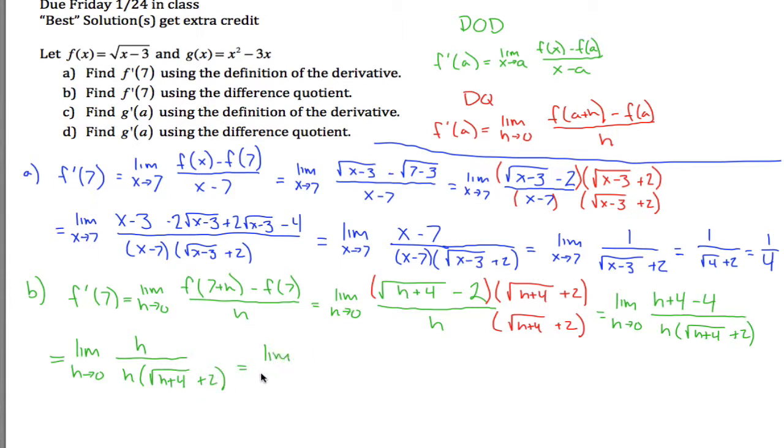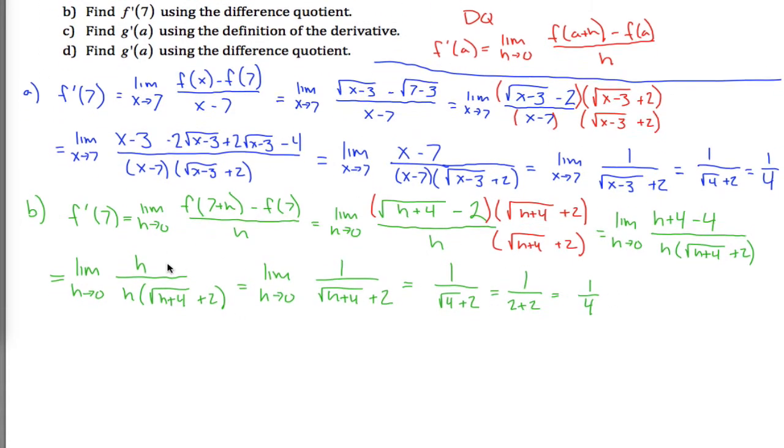And that limit is the same as the limit as h approaches 0 of 1 over the square root of h plus 4 plus 2. Now that I've canceled out these h's, I can evaluate this limit. Change all your h's into zeros, and you'll get 1 divided by the square root of 4 plus 2, which is 1 over 2 plus 2, which is 1/4. Nice, same thing I got before. That's a good thing. If we're figuring out the same thing using two different methods, hopefully we'll get the exact same answer. We did.